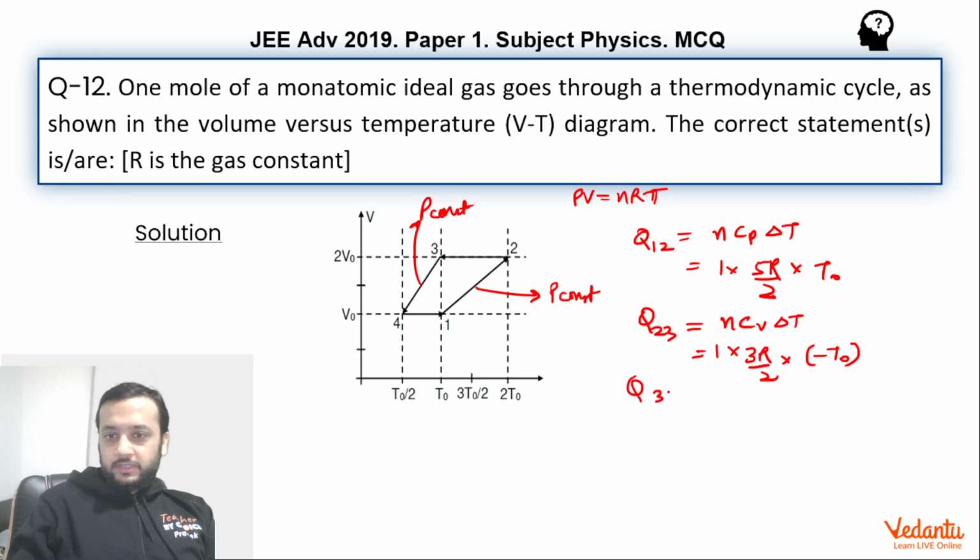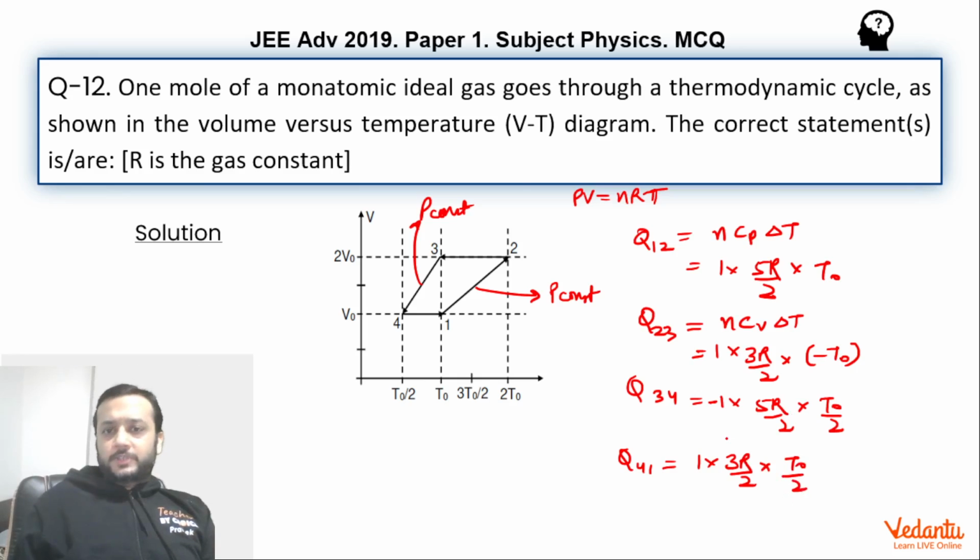Then again Q34, if we talk about n Cp delta T, Cp is 5R/2, delta T is T naught by 2 minus T naught, that means minus T naught by 2, right? And Q41 is isochoric, n Cv delta T, from 4 to 1 how much will it be? T naught by 2, right?